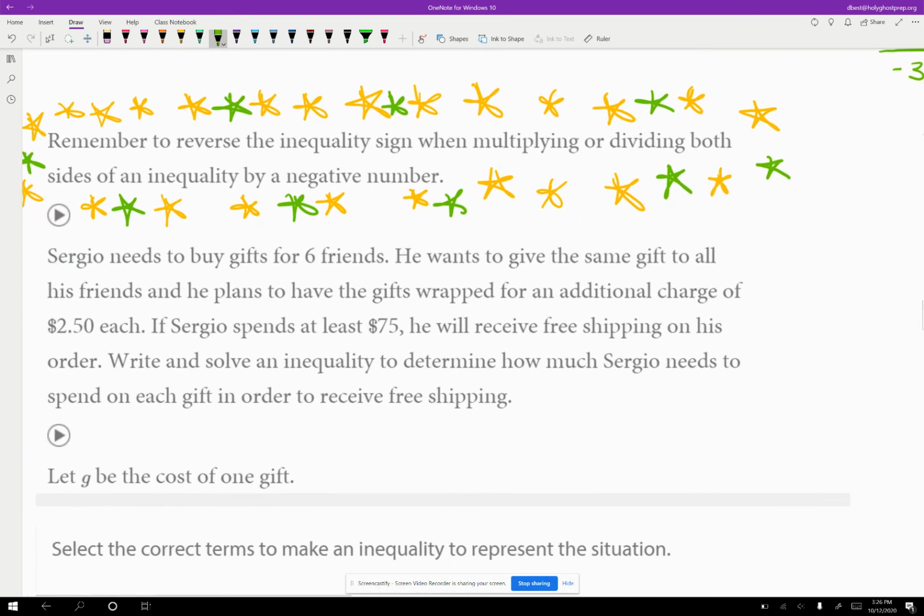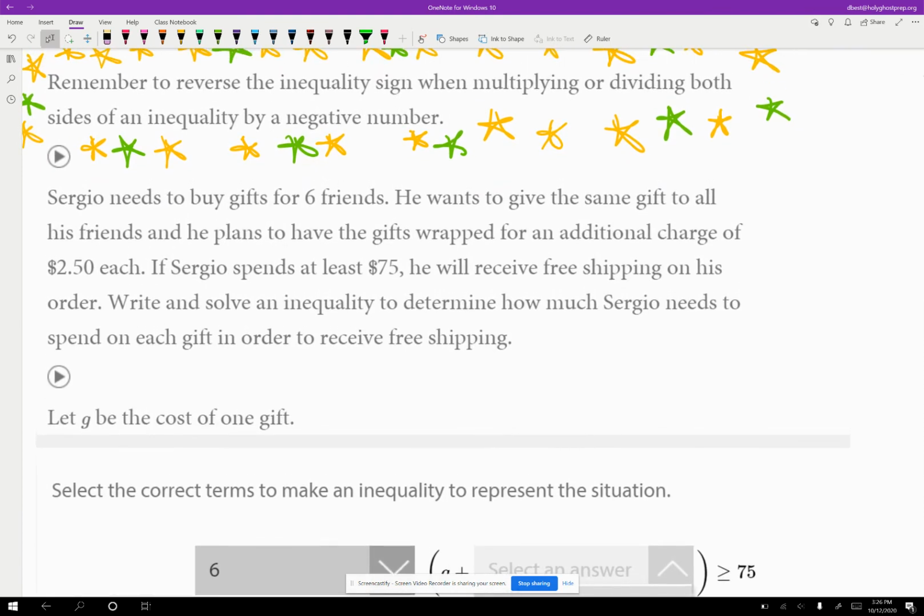Okay. So our next example, we're going to talk about Sergio, and he's buying gifts for his 6 friends. They're all going to get the same gift, and he is going to get them gift wrapped for an additional charge of $2.50 each. He's spending at least $75. So think about what at least would mean, or examples of numbers that are at least 75. He's going to receive free shipping on his order.